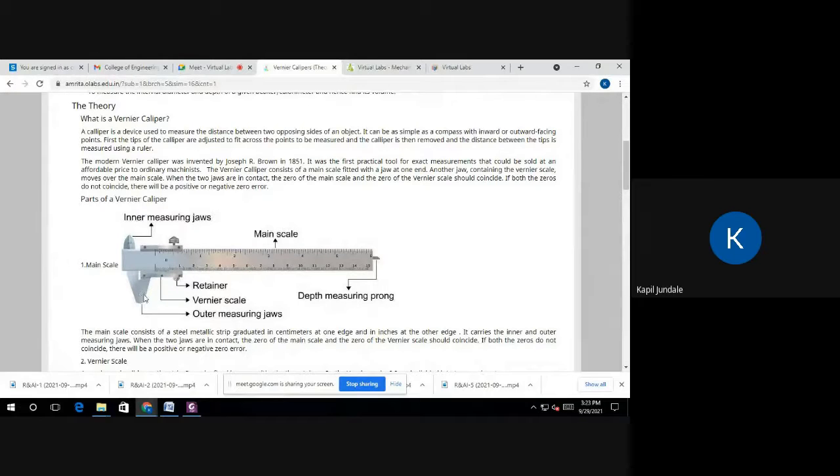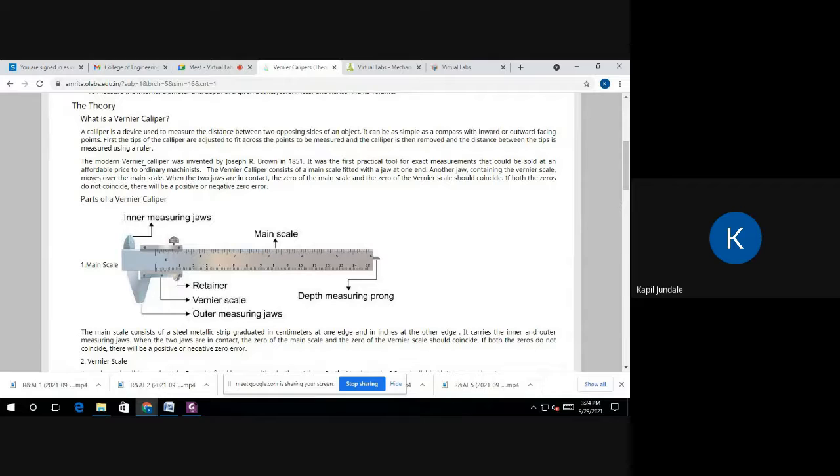Okay, ह्या दोन्ही ज्यामध्ये जे काय जॉज आहे ह्या दोन जॉच्या मध्ये आपण काय करतो माइट बी यू हॅव यूज्ड दिस वर्नियर कॅलिपर. In between these two jaws we are holding our object, and with the help of that we are measuring the length of that object.